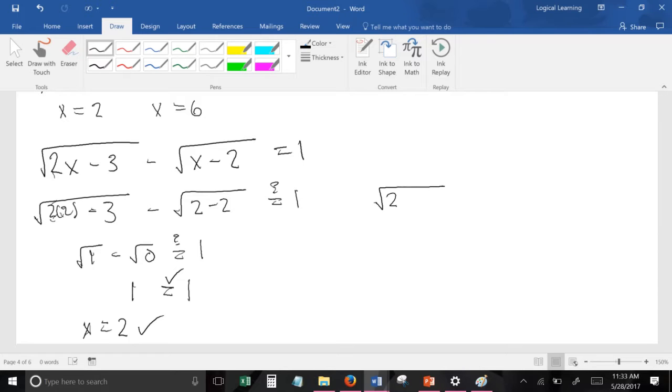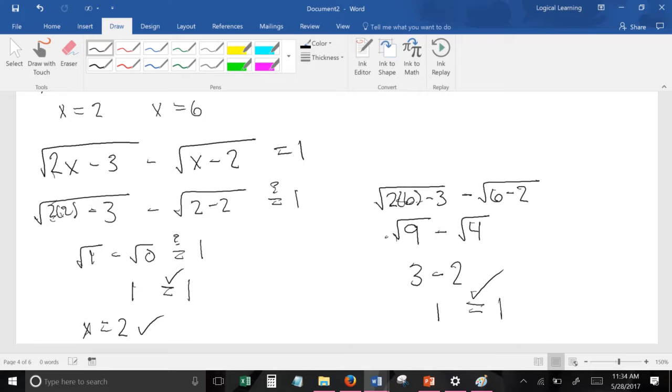So let's look at 2 times 6 minus 3, all under the square root, minus the square root of 6 minus 2. So 2 times 6 is 12, and 12 minus 3 is 9. So it's going to give us the square root of 9, minus 6 minus 2 is 4, the square root of 4. Square root of 9 is 3, square root of 4 is 2, 3 minus 2 is 1, and does that equal 1? Absolutely.